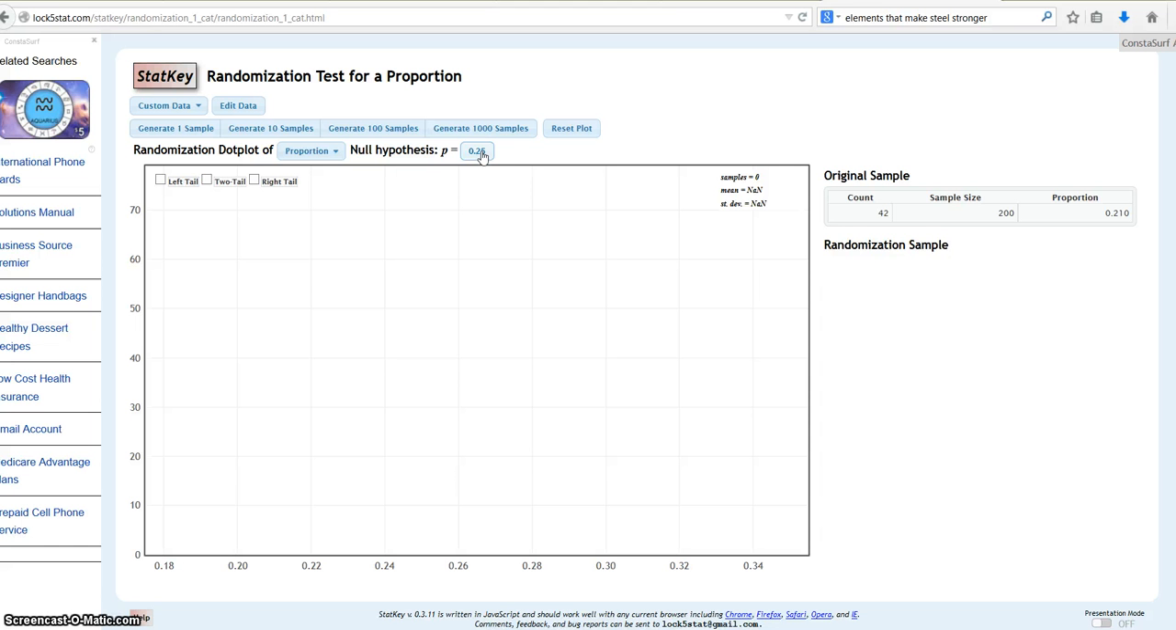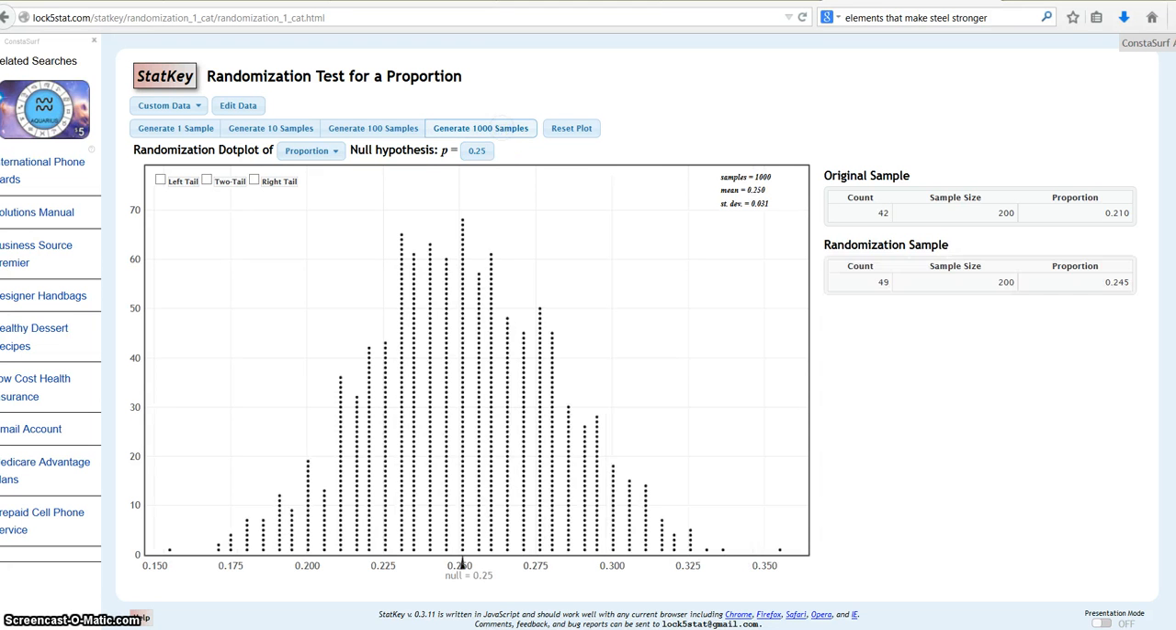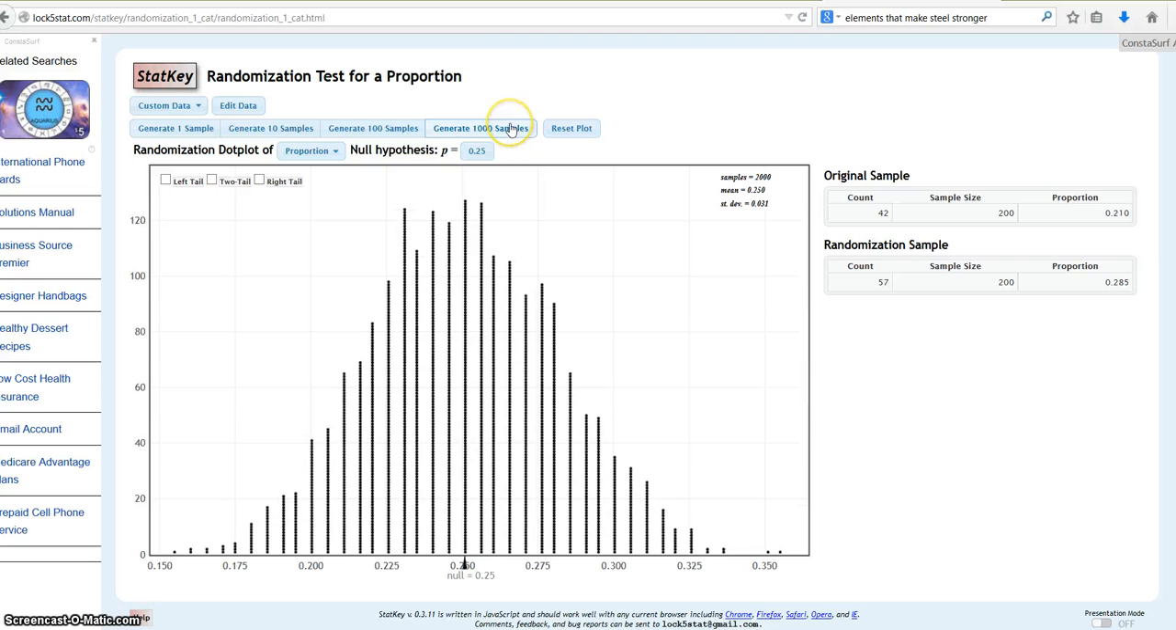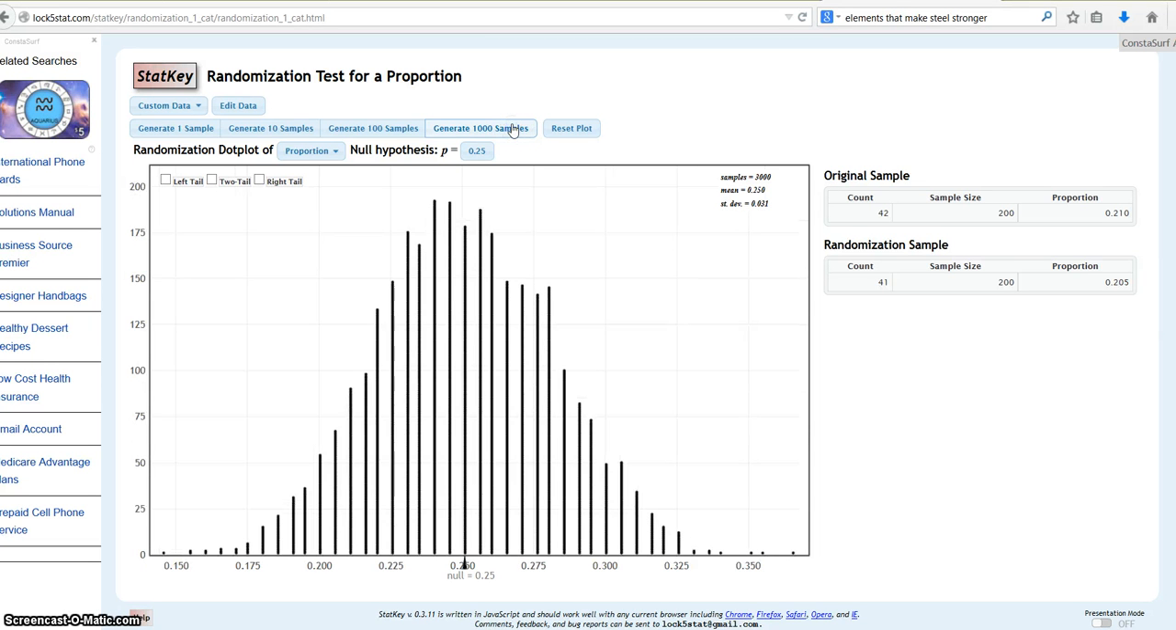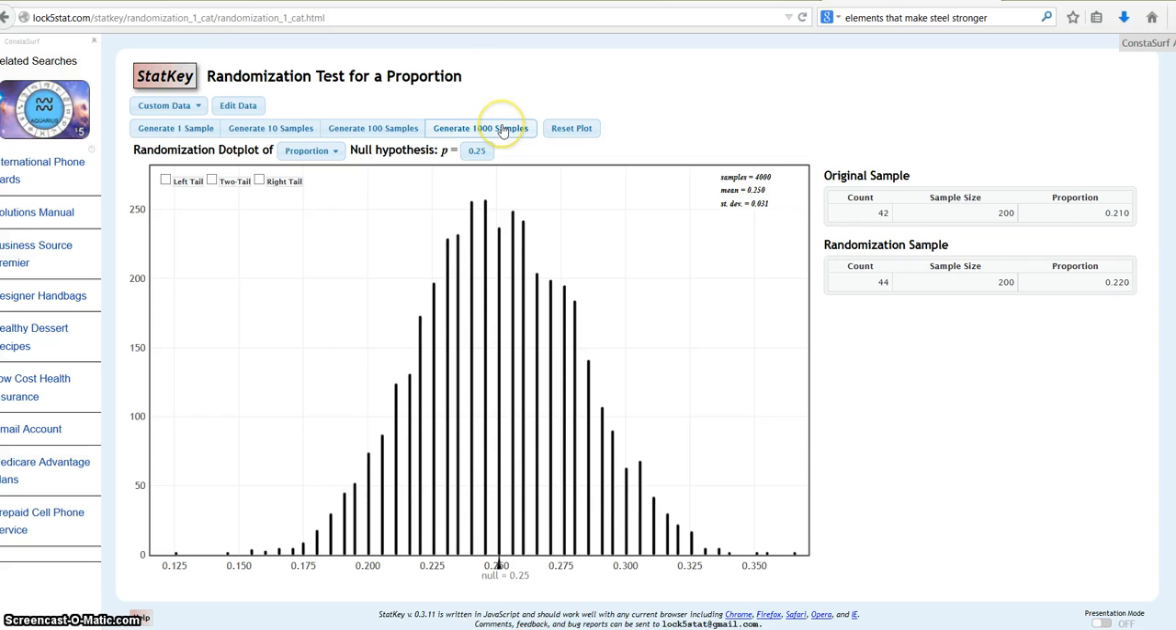So I'm going to generate 5,000 samples: 1,000, 2,000, 3,000, 4,000, 5,000.